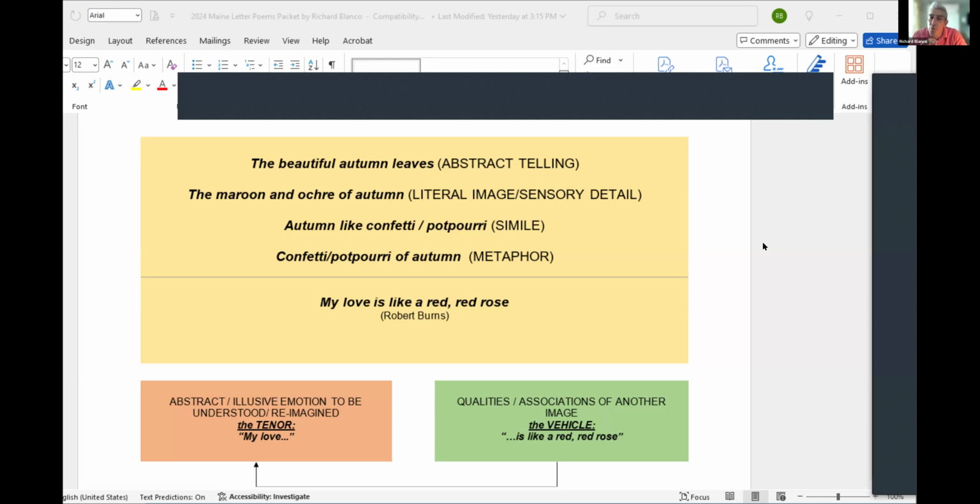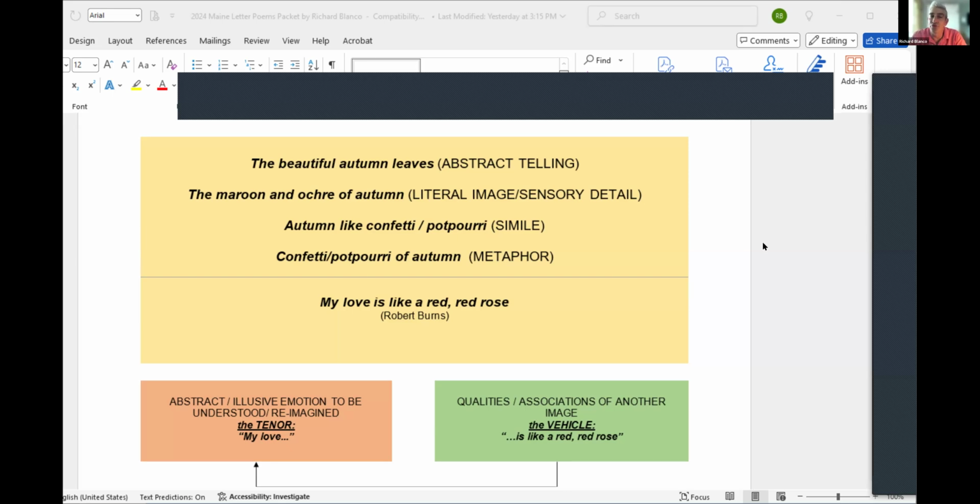When we dive into more literal images or sensory details, something else starts happening. If one were to write the maroon and ochre of autumn, something different is happening, right? The picture comes much more into focus. Suddenly we're experiencing something more deeply, right?